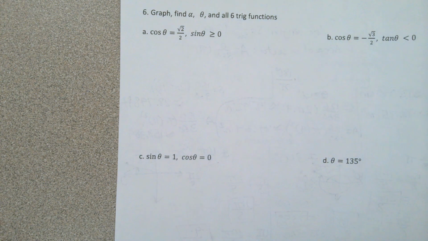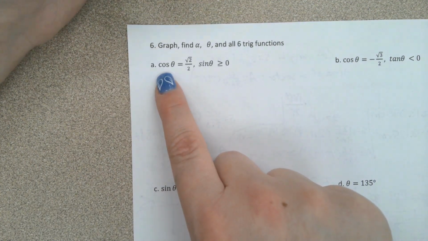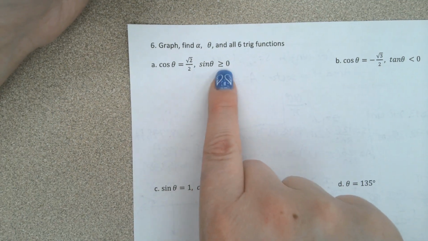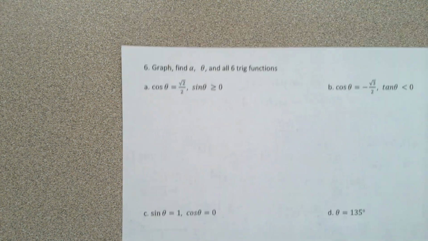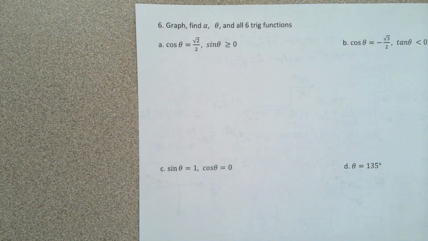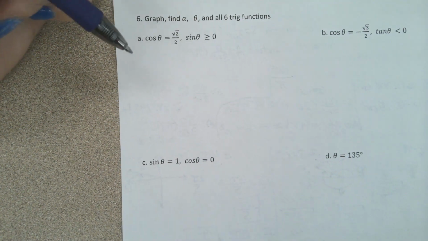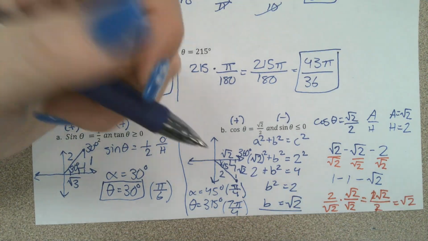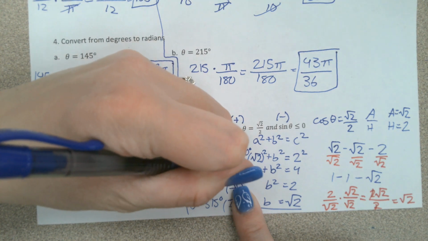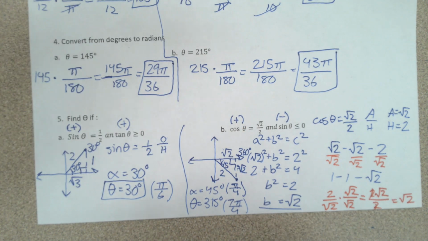Back page. Cosine of theta equals rad 2 over 2. Sine of theta is greater than or equal to 0. So we're actually working with the same exact triangle we just used, except it's going to be in a different quadrant. By the way, while it's on my mind, this is just going to bother me. I forgot to put the negative on that rad 2. Not that it made a difference on my answer. Just want to let you know.